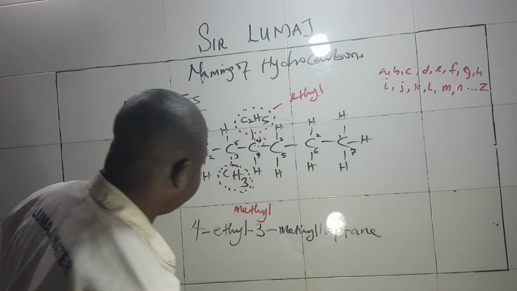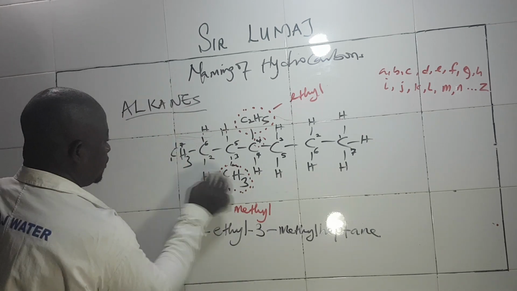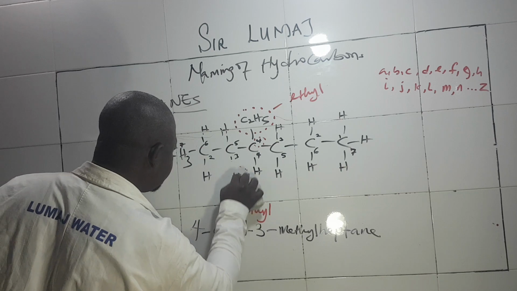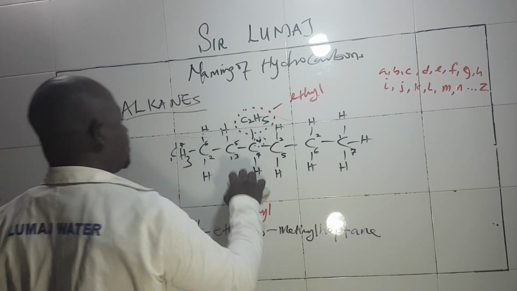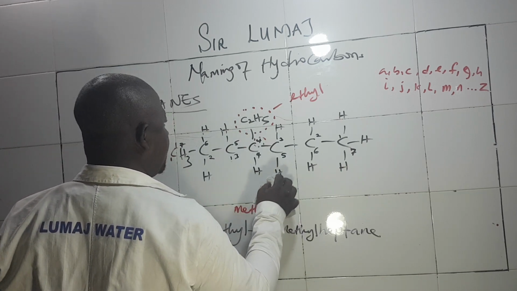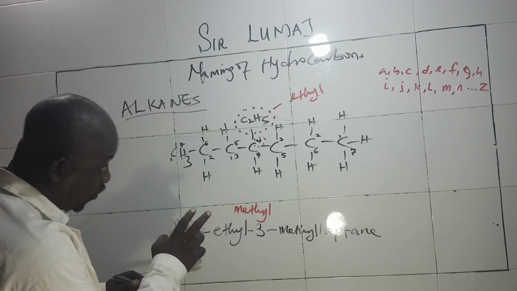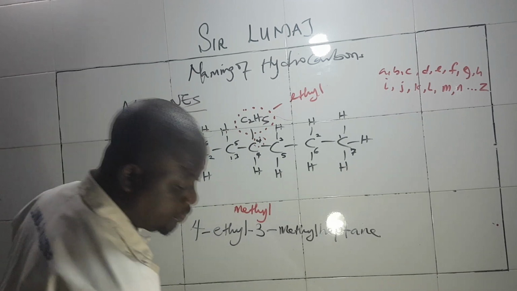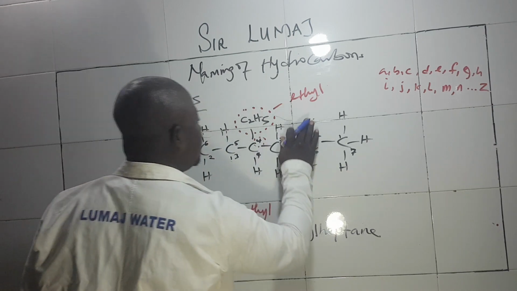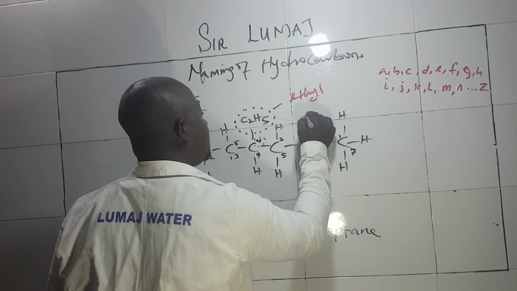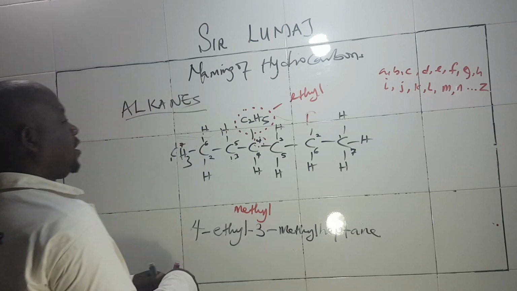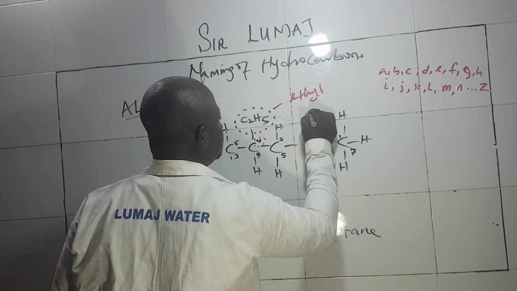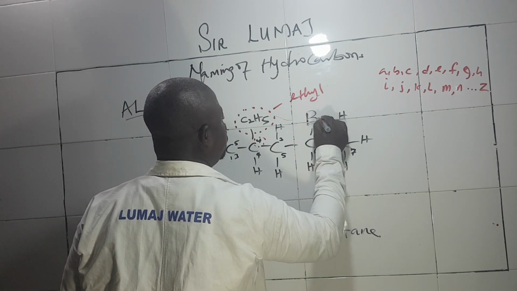Let me give us another example. Just follow what I've done. If you can name this, I tell you, you can name any compound. Any compound, I call it. Let's say, let me put another attached group here. This is another attached group.